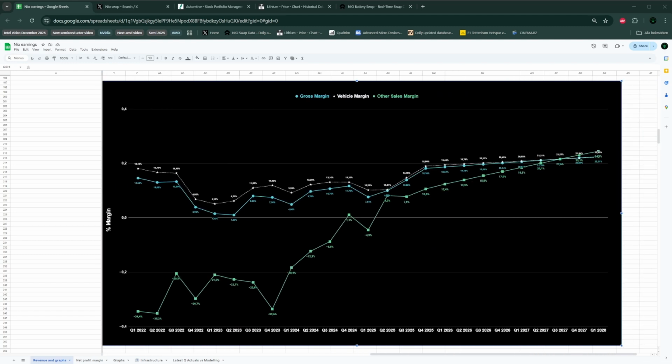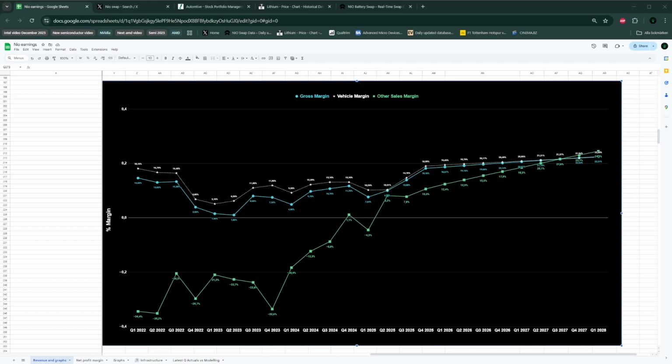Now we can also look at the gross margin of the company, and it's essentially the same story. Early on, on the left, you have the blue one, which is the total gross margin for the company. And each quarter, the dotted white line, the vehicle margin, was higher than the company gross margin, because the company gross margin was weighed down by the other sales margin. But as the other sales start to improve and get much more profitable, there's a scenario in which the vehicle margin actually stagnates.